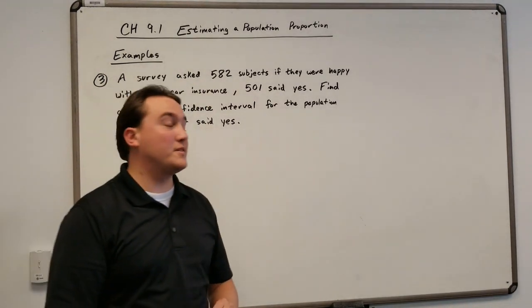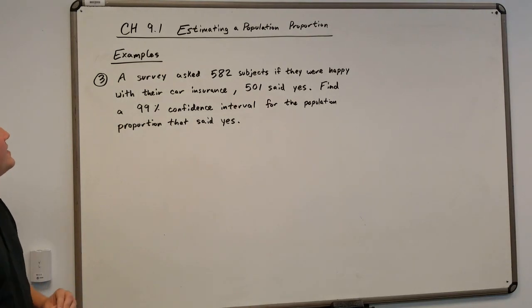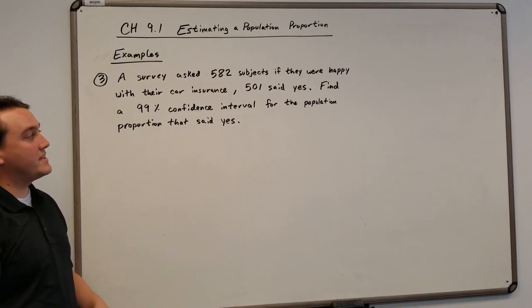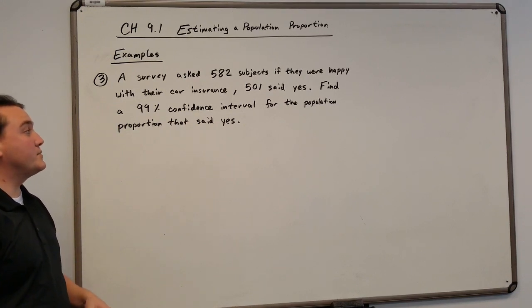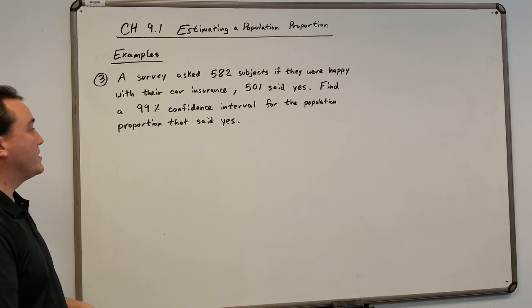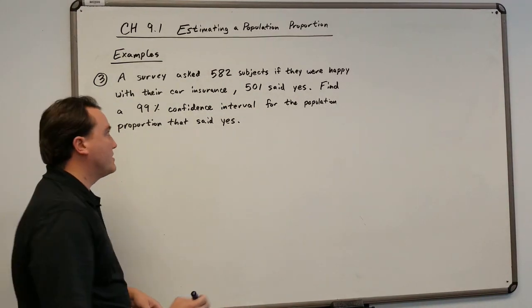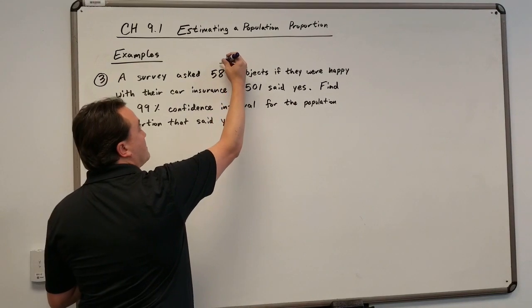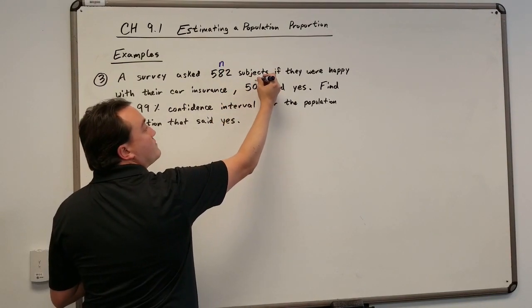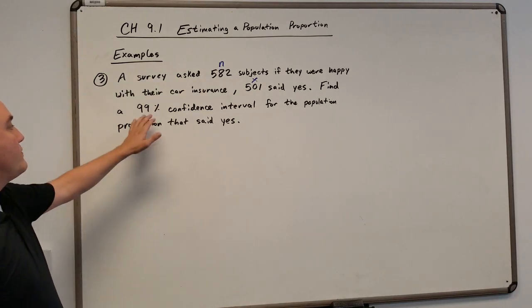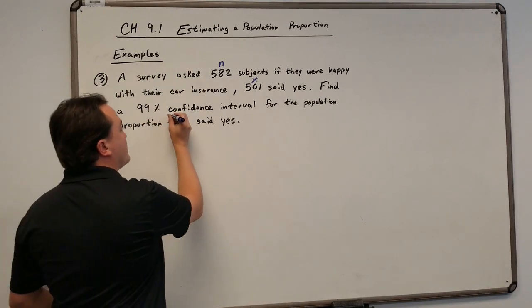Okay, so example number 3. A survey asked 582 subjects if they were happy with their car insurance. 501 said yes. Find a 99% confidence interval for the population proportion that said yes. Okay, so right away, they give us a bunch of stuff. They give us the population, the proportion of them that said yes, and then we're finding a 99% confidence interval.